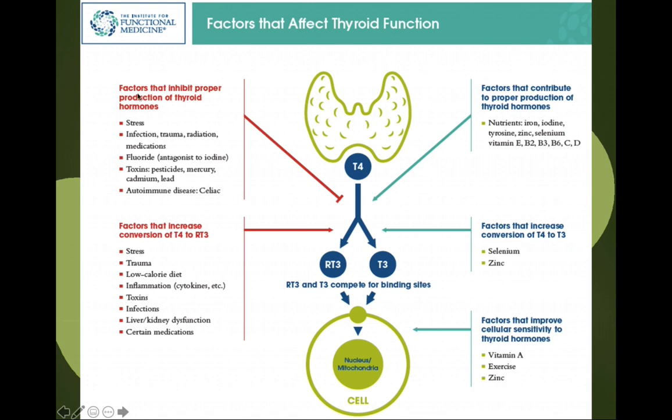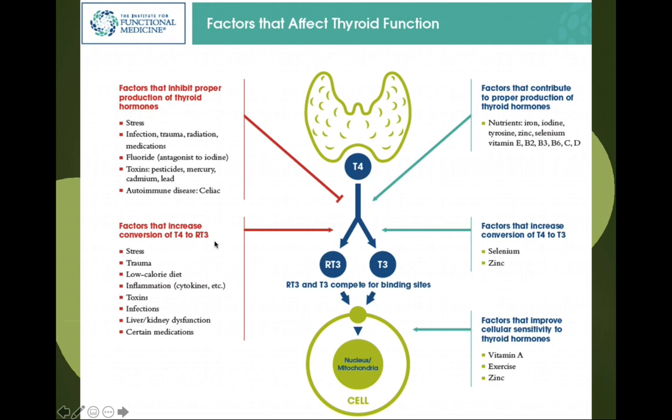So factors that can inhibit the proper production of T4: stress, infections, trauma, radiation, certain medications, fluoride, which is an antagonist to iodine. There are toxins like pesticides, mercury, cadmium, and lead. And there are certain autoimmune diseases like celiacs that can impair proper production of T4.